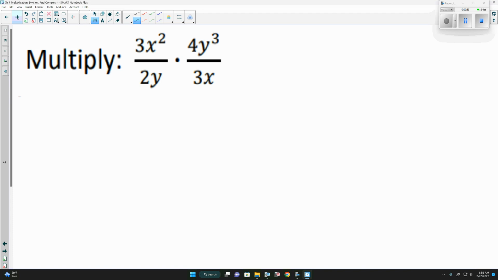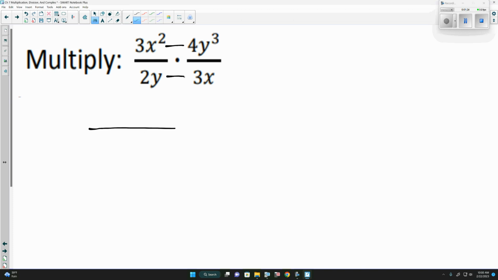Now, the first thing we're looking at today is multiplication, multiplying these together. So we multiply monomial rational expressions. We call them monomial because the top and bottom of each rational expression only has a single term. And we're going to multiply straight across. So we're going to multiply the 3x squared and 4y cubed, and on bottom, we're going to multiply the 2y and 3x.